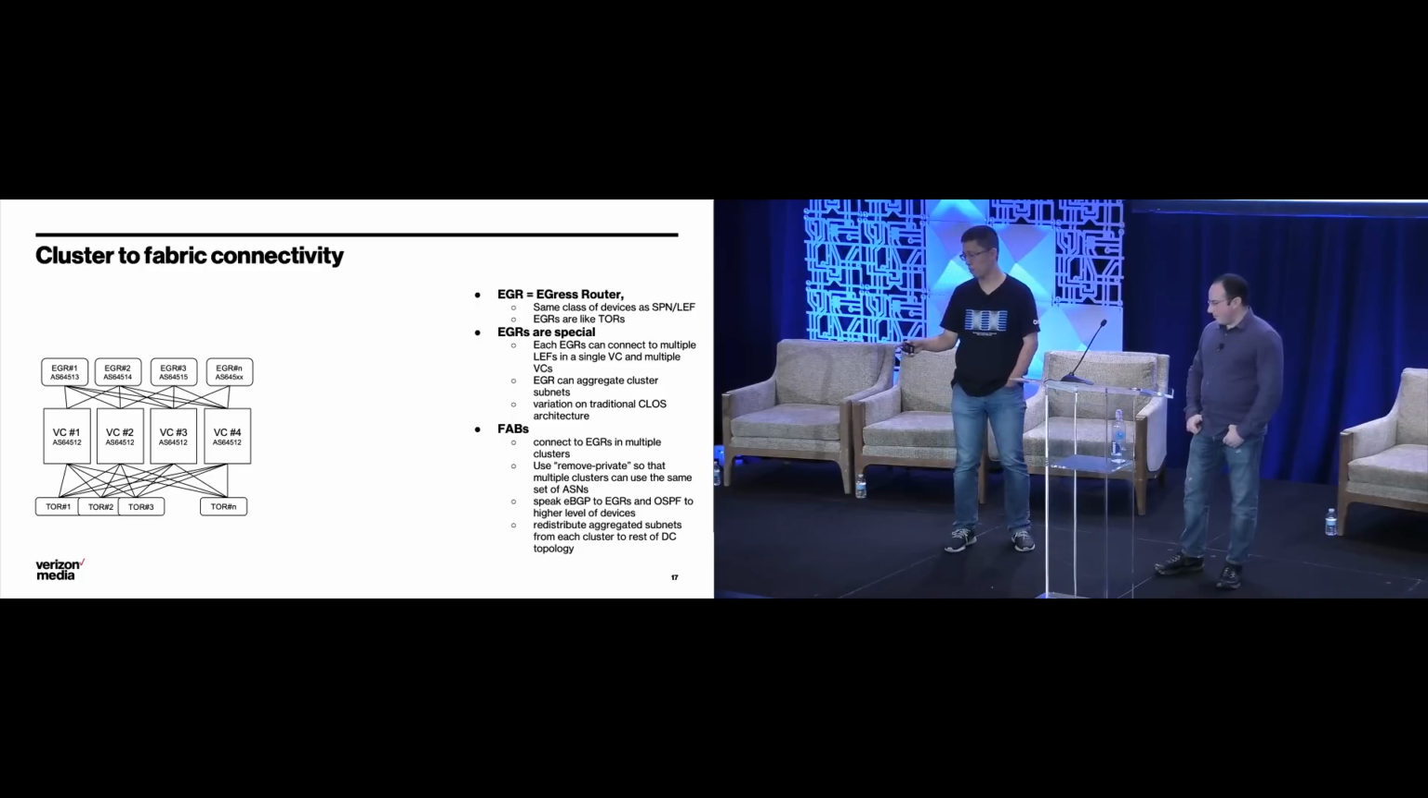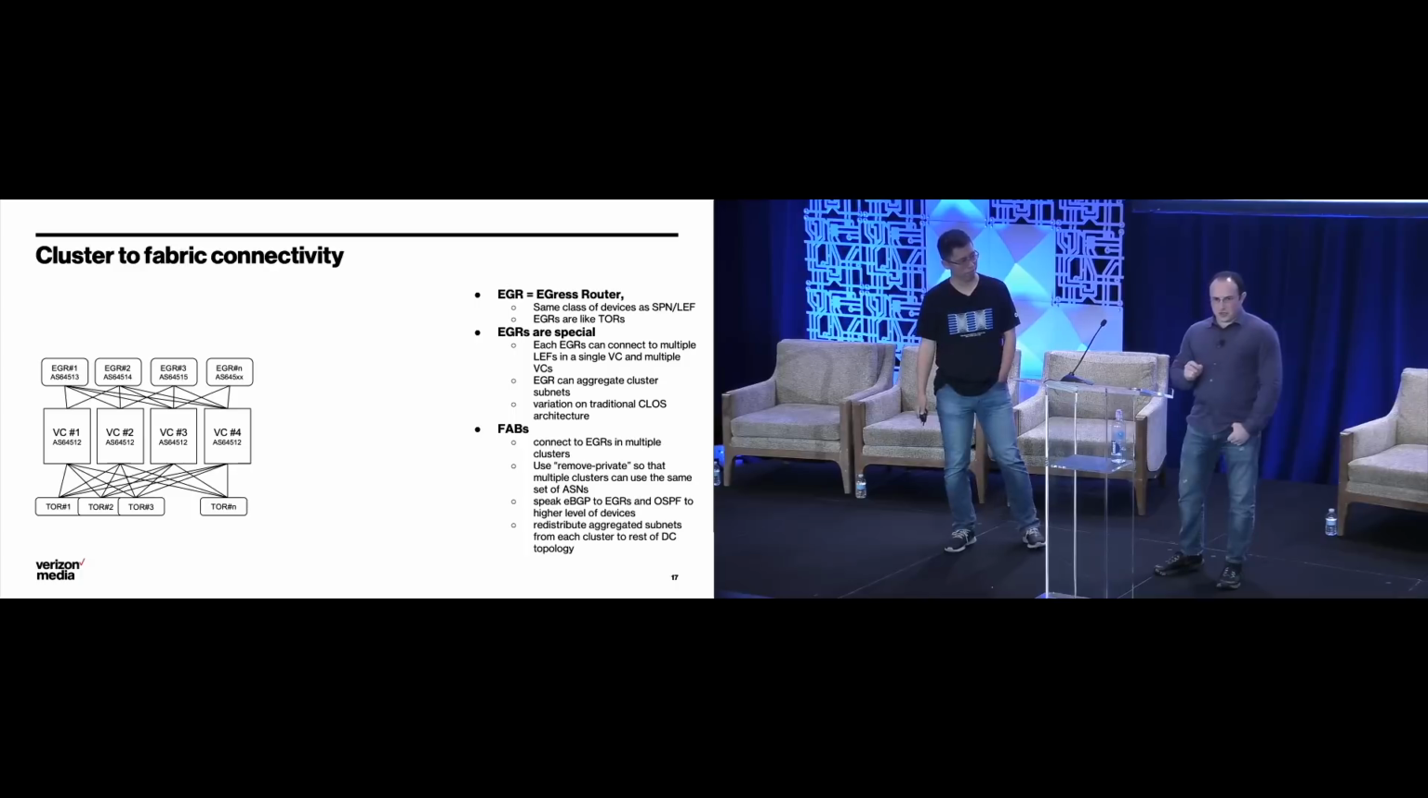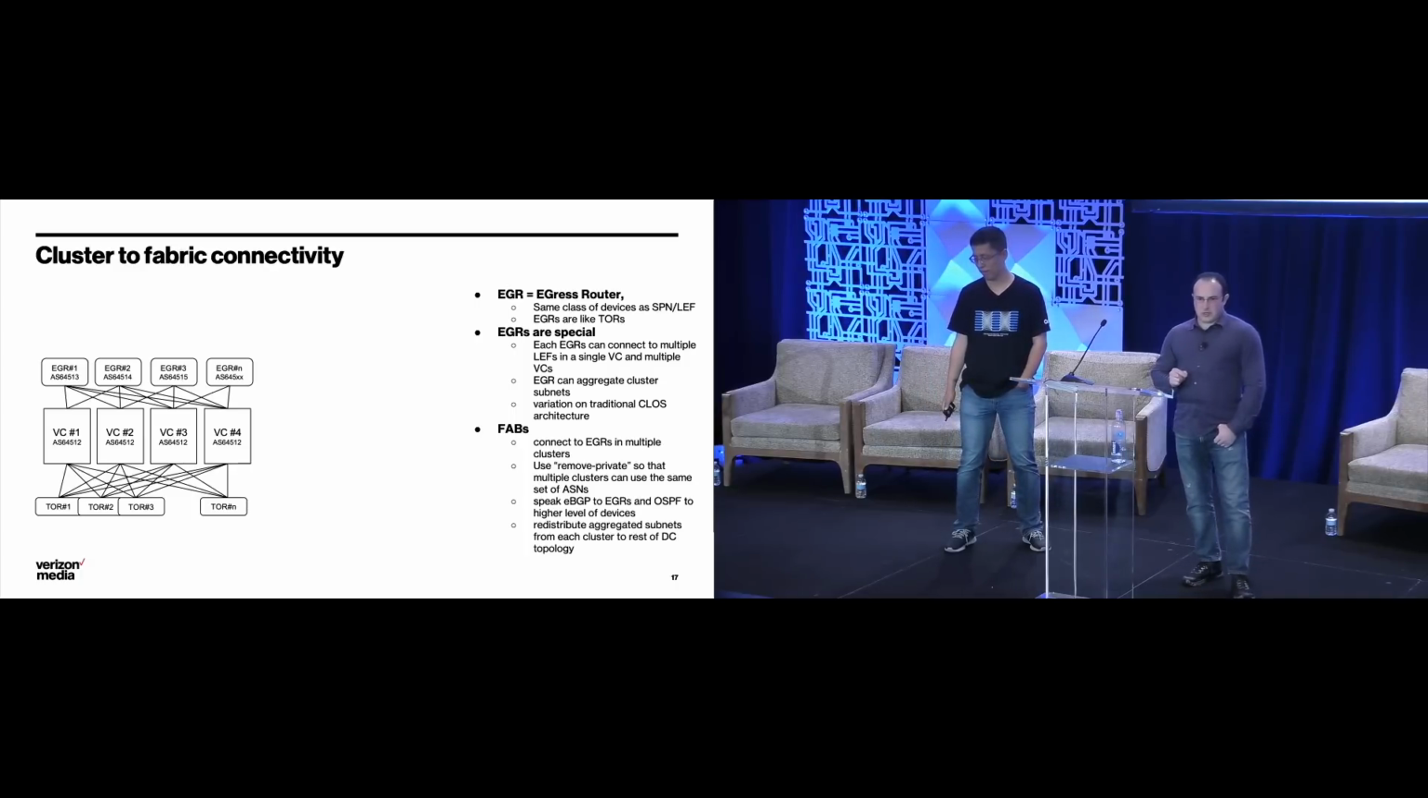So these EGRs are special. Each EGR connects to multiple leaves in a single VC. And they also aggregate the entire subnets of the clusters. And that's a variation on a traditional Clos architecture, where typically you don't do path hiding inside a Clos because you don't remesh quite this early. But by introducing an earlier layer of a remesh, we could hide all complexity of the entire cluster, not just the VC, but the whole cluster of 20,000 potential servers, away from anything else. Anything that happens inside the protocol stack, like any port bounces or whatnot, is completely hidden from the rest of the data center.